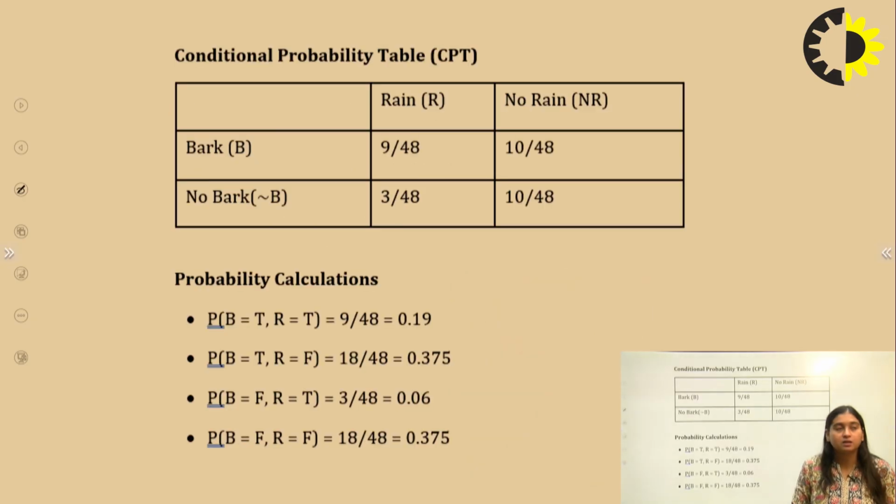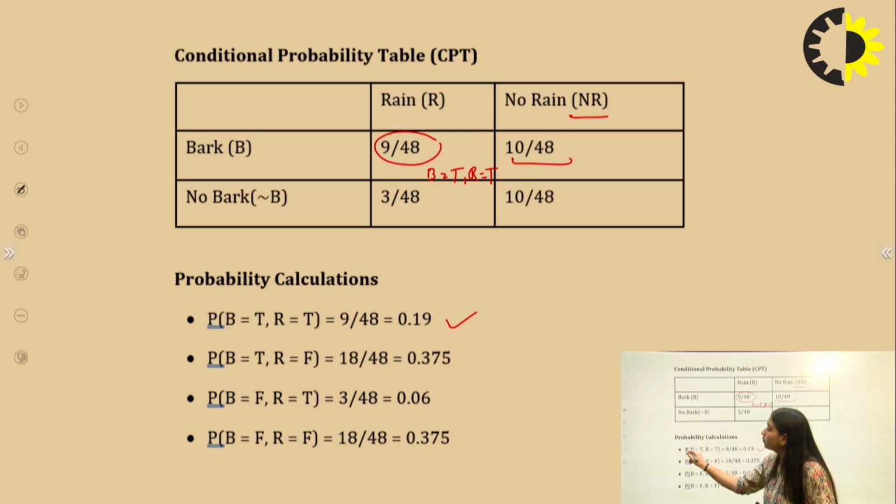Next is the CPT, that is the conditional probability table. As you can see, in the first row and the first column, it says that when B is true and R is also true, meaning if it rains, what is the probability that the dog will bark? So it is 9 by 48. And when it is not raining, what is the probability that the dog will bark? That is 10 by 48. In this manner, you can do the probability calculation.